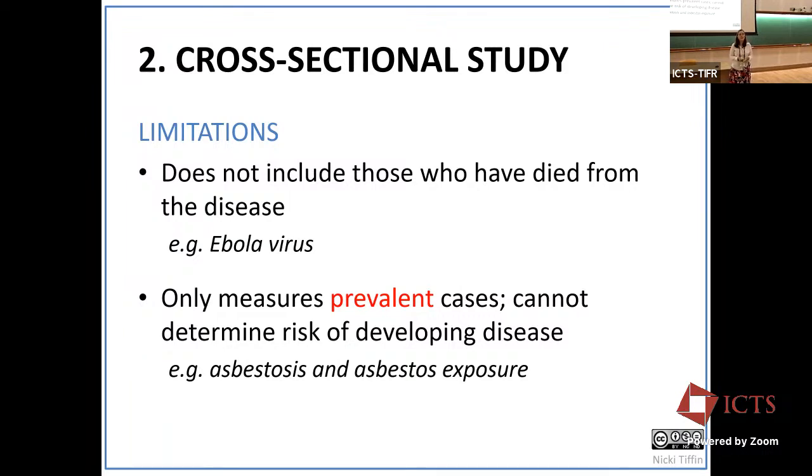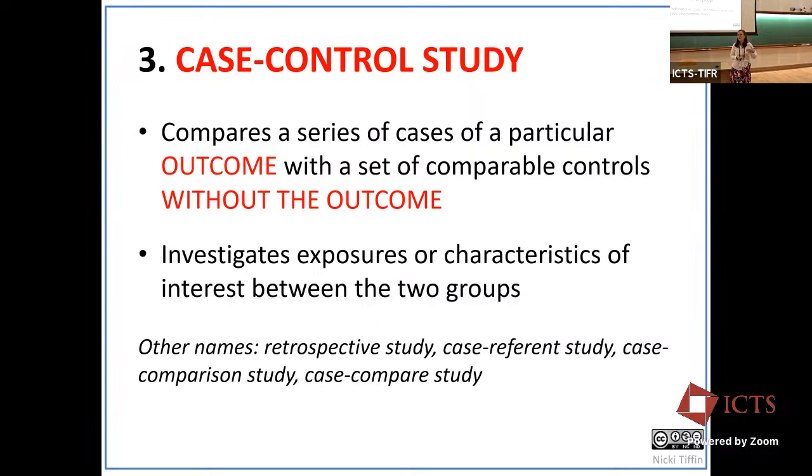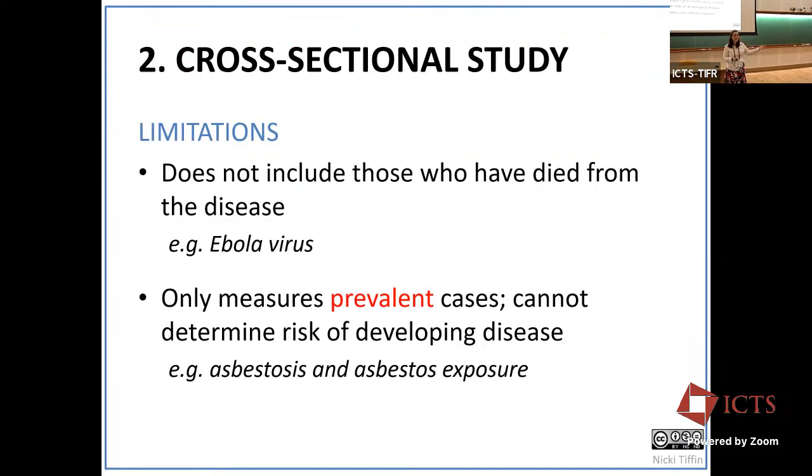You obviously can't have any assessment of the risk of developing the disease over time. So if the exposure happens very early and it leads to a very long-term, distant outcome, it's very difficult to pick that up from a cross-sectional study. I used the example of asbestosis and asbestos exposure because the time lag between the exposure and the outcome is sometimes decades.